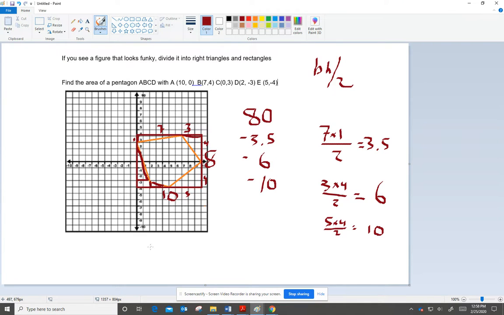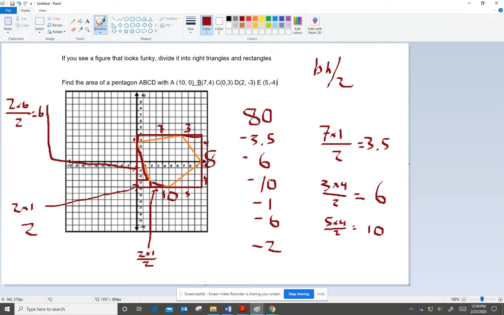Okay, so this little right triangle down here: the base is 2 and the height is 1. So 2 times 1 divided by 2 has an area of 1. So minus 1. This right triangle over here has a base of 2 and a height of 1, 2, 3, 4, 5, 6. So 2 times 6 divided by 2. That right triangle has an area of 6, so we'll minus 6. And lastly, we have a little rectangle down here, with an area of just 2 by 1. So that rectangle has an area of 2.